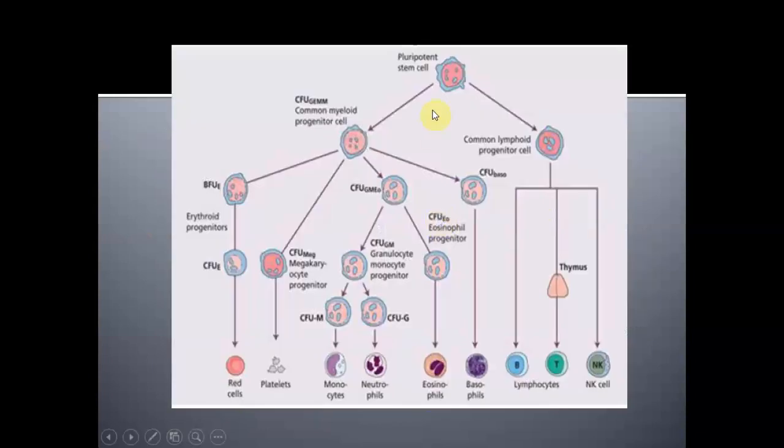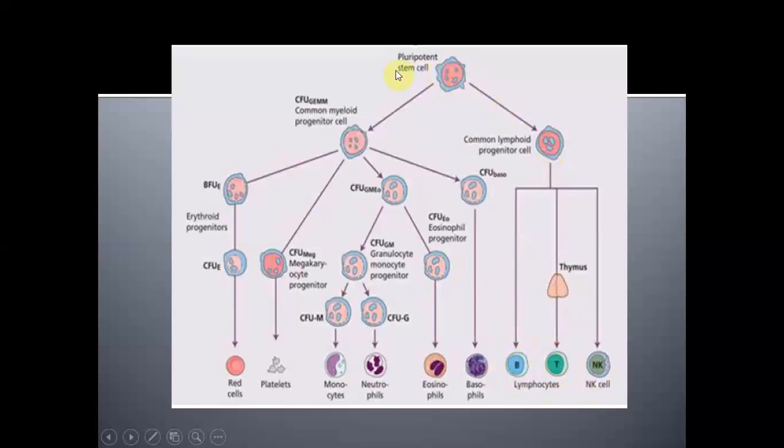This is the same picture we have seen in the first week. This is the pluripotential stem cell. We said at the beginning, very early, it will divide into a common lymphoid progenitor cell, and the common lymphoid progenitor cell is going to give me B lymphocytes, T lymphocytes, and natural killer cells. Of course, T lymphocytes require further processing in the thymus, or what we call processing or learning, while the B lymphocytes become mature in the lymph nodes.